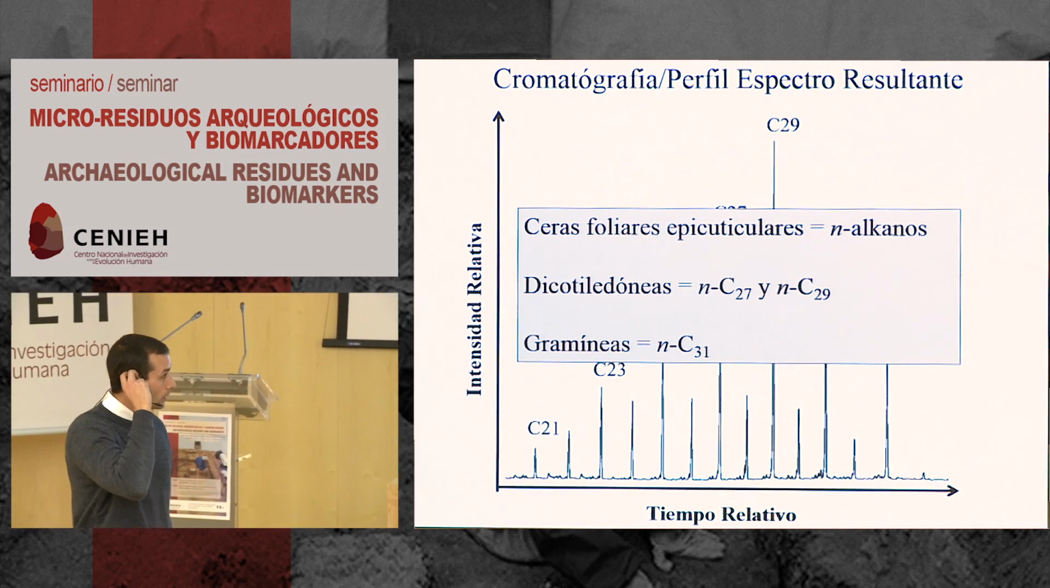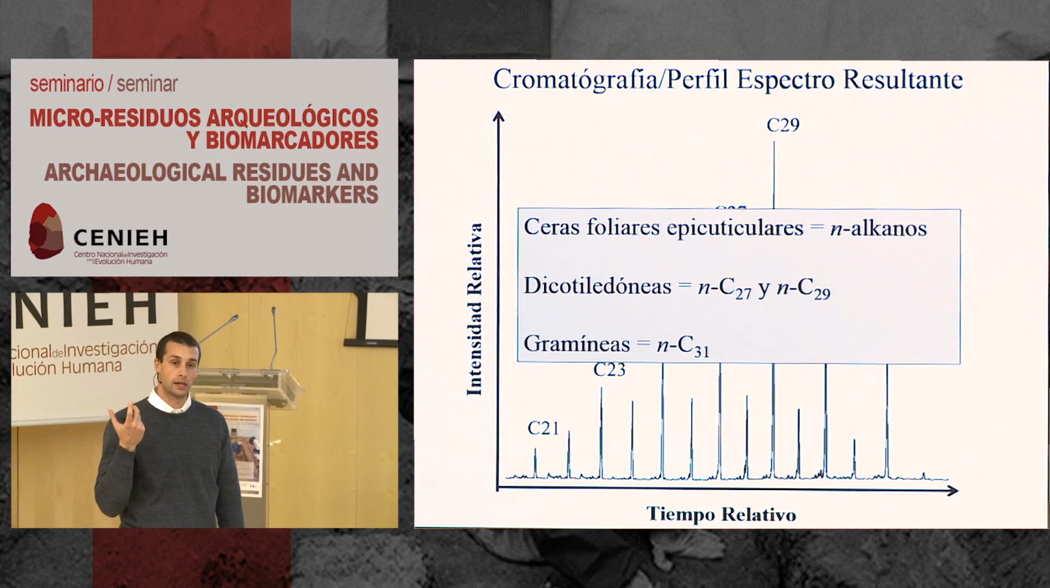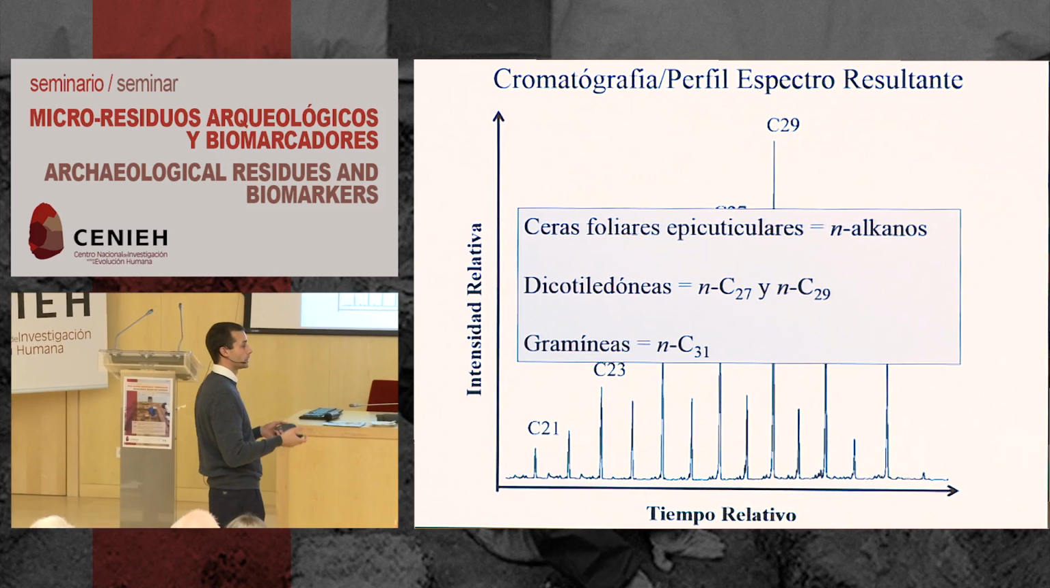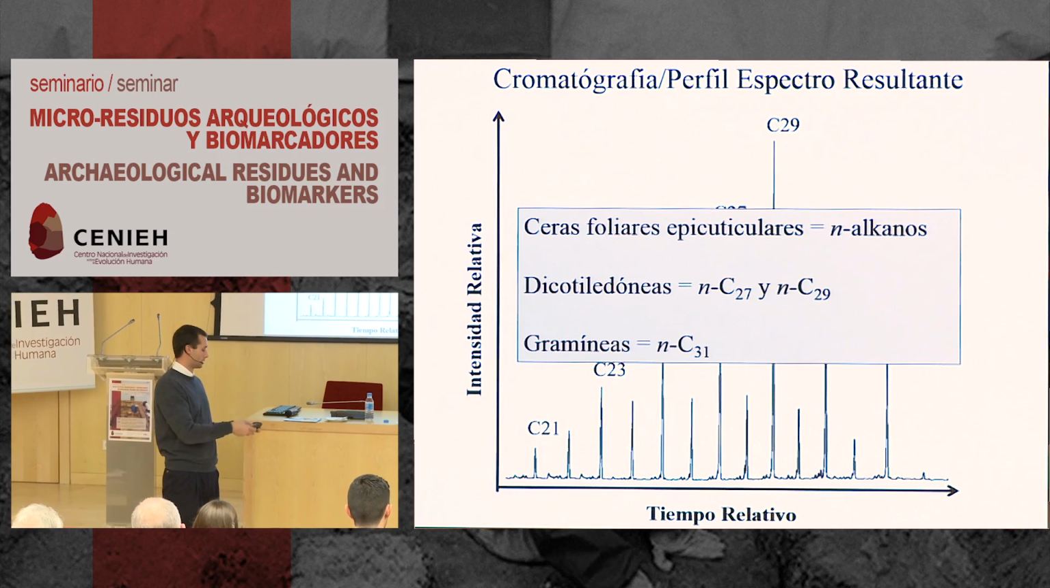Once we have these compounds, so this is a general flame ionization detector output. We call these our chromatograms. Let me go back one.